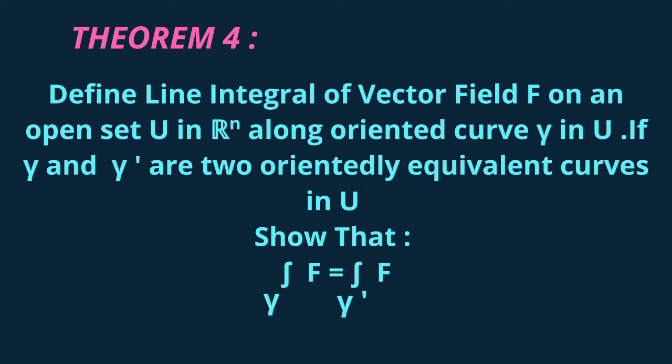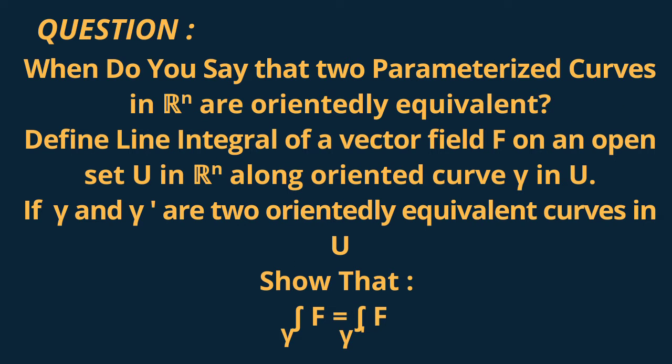Let us see how the question can be asked in the exam. Question says, when do you say that two parameterized curves in Rn are orientedly equivalent? This is the first part. Second part says, define line integral of a vector field capital F on an open set U in Rn along oriented curve gamma in capital U.